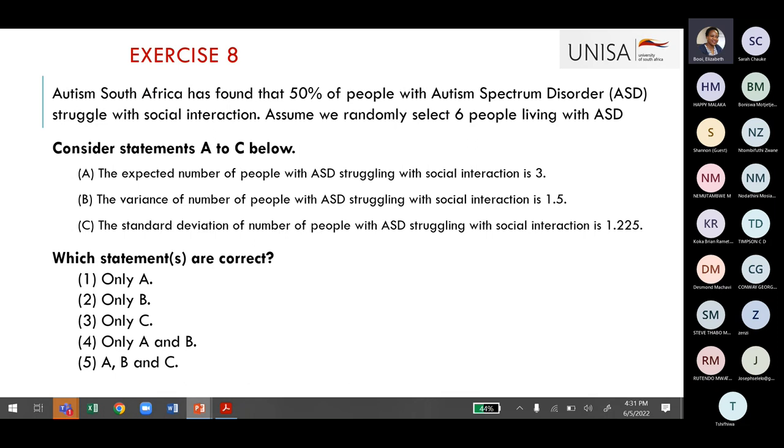Exercise 8, given your autism again, 50%, they're asking you to calculate the expected value, the variance, and the standard deviation, and then answer the question. Are they all only A correct, or B correct, or only C correct, or A and B are the only ones that are correct, or is it A, B, and C? Which one is the correct one?